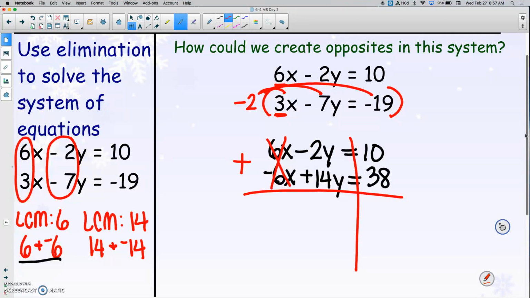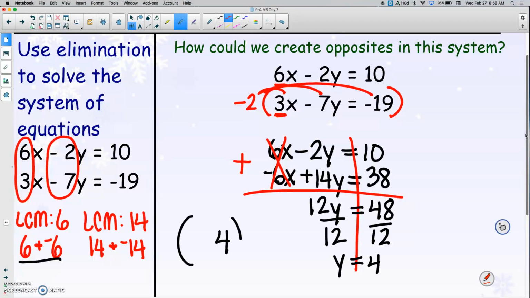If I add the remainder, -2 plus 14 is 12. 10 plus 38 is 48. 12y equals 48. If I divide both sides by 12, y is equal to 4. So the y coordinate is 4. I still need the x coordinate for my point of intersection. Make sure you find both variables.